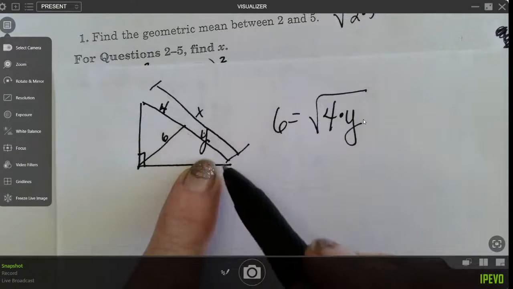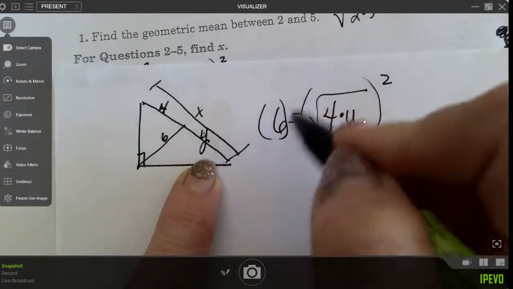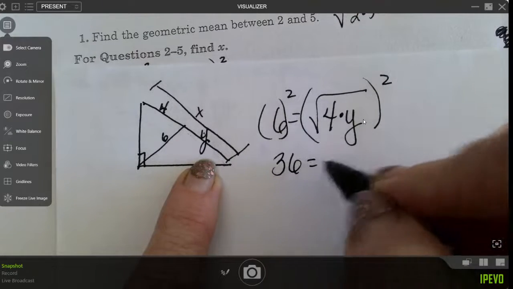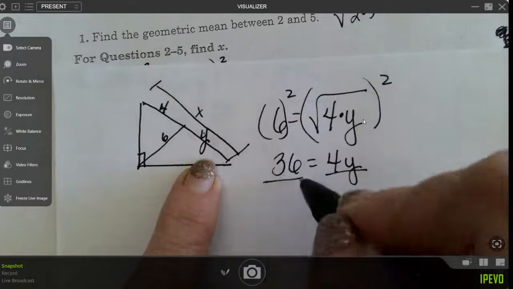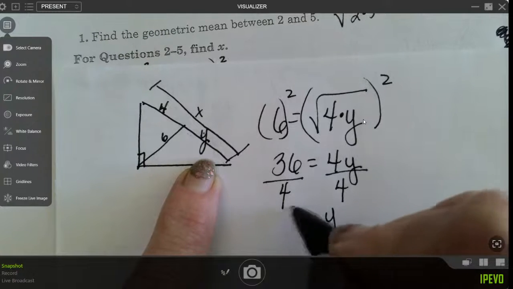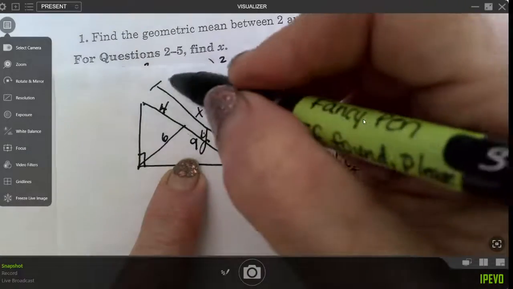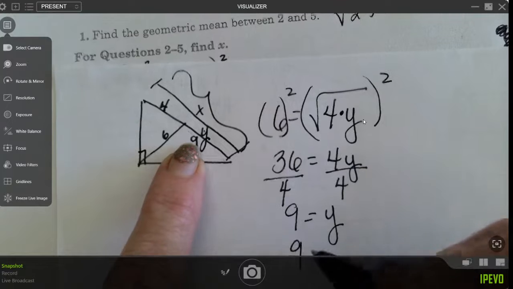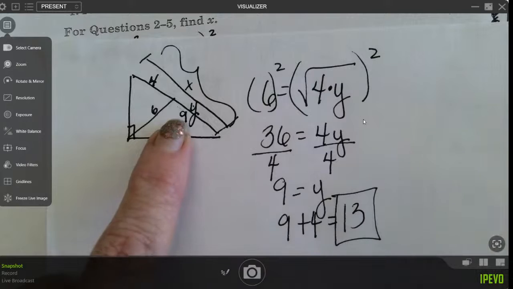Y'all with me? So we're going to square both sides just like we did a while ago. We're going to solve the equation exactly like we did. So it's still going to be 36. This is still going to be 4y, right? And then we're going to divide both sides by 4 just like we did earlier. So that's going to give us y equals 9. Now that's this part right here. But they're asking for the whole thing, not just this part. So then we take that 9 and add 4 to it. And we get 13 as our answer.